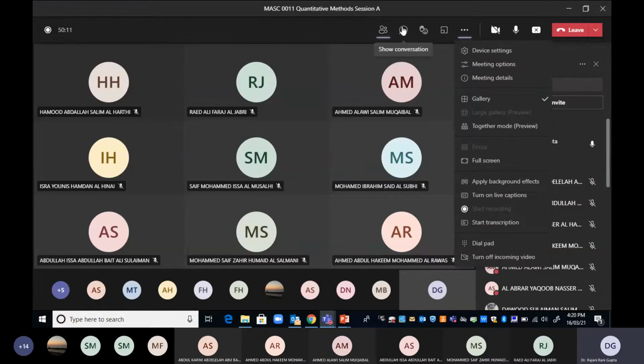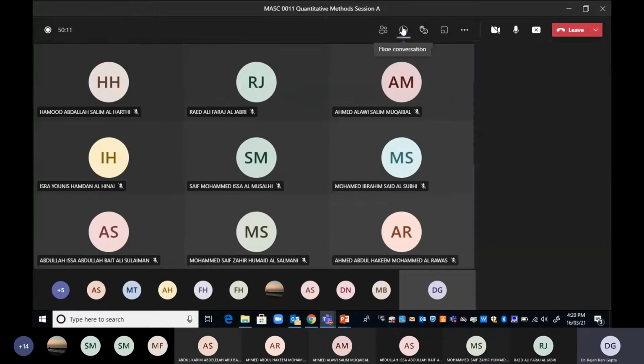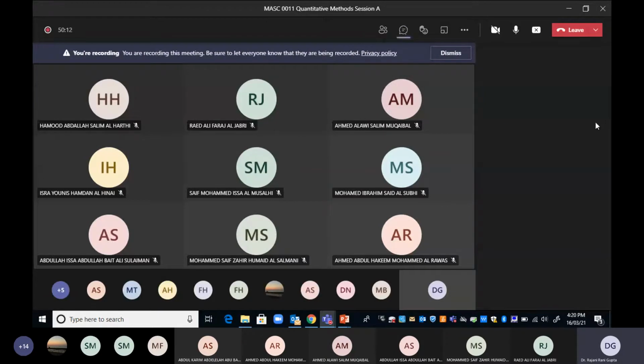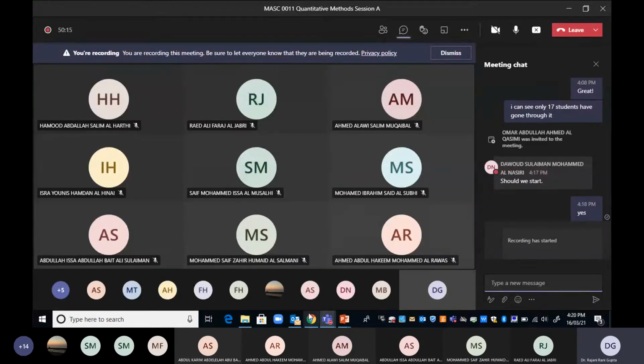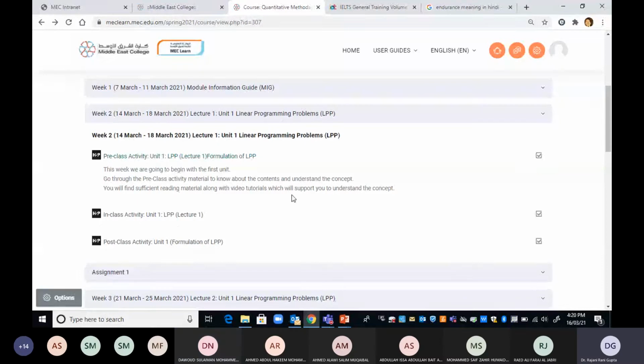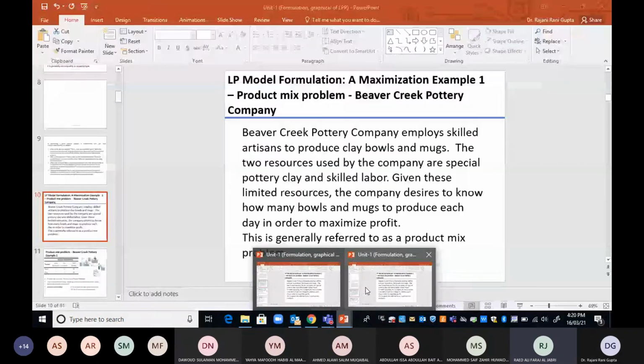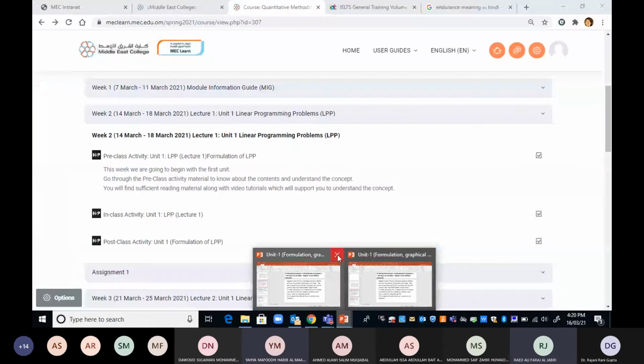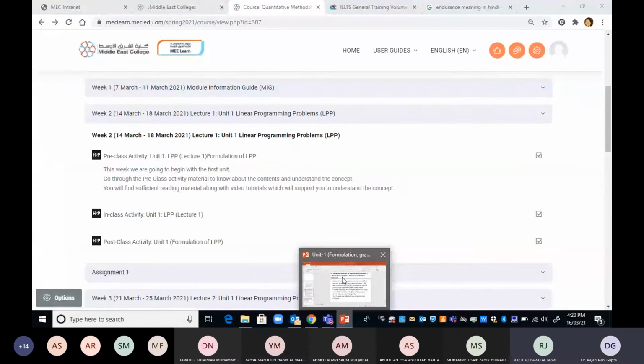So tell me what you have studied there in this pre-class activity. What is it about? It's about maximize and minimize. Okay, maximize and minimize something. Okay, this is one thing. Objective. Yes. To explain the paragraph to simple mathematics problems. Okay, fine.